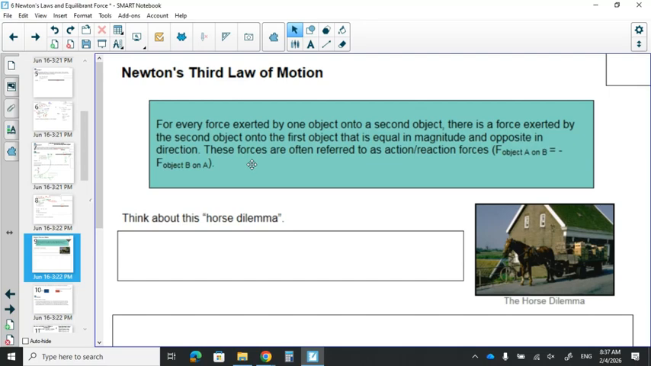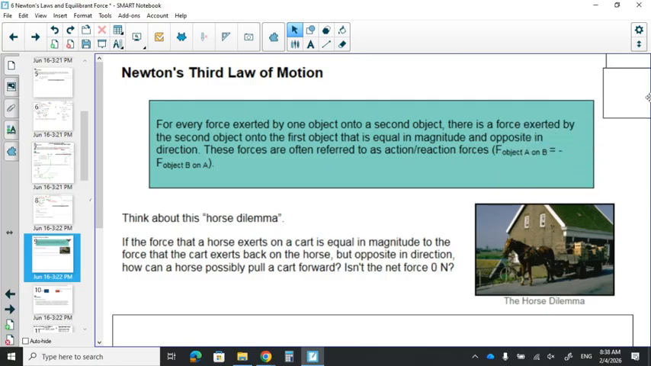In grade 11 in my class in person last semester, we saw something interesting. This is the so-called horse dilemma. It's not really a horse dilemma, but whatever. It's kind of amusing. I'll leave it.